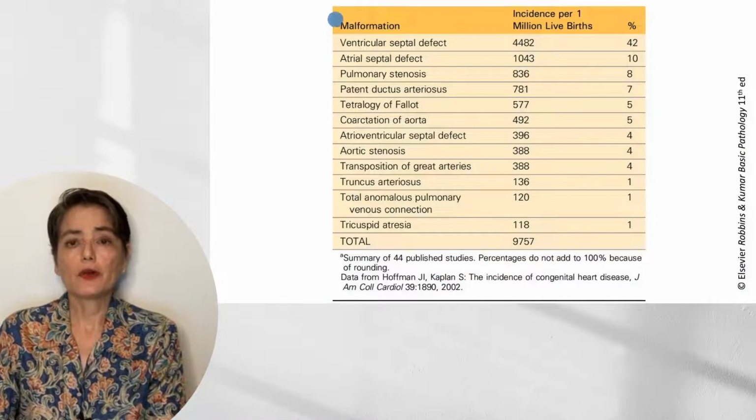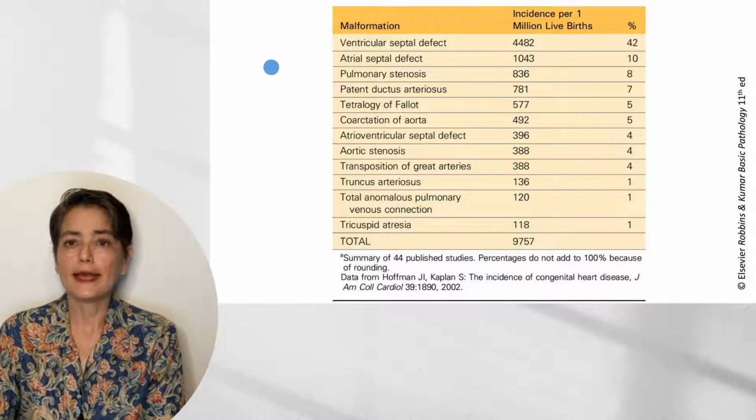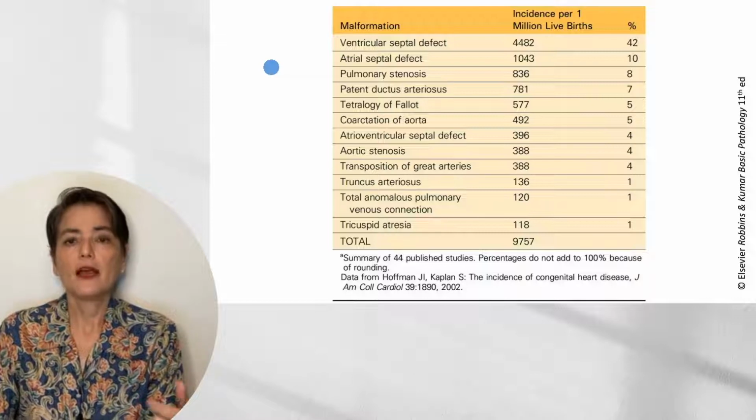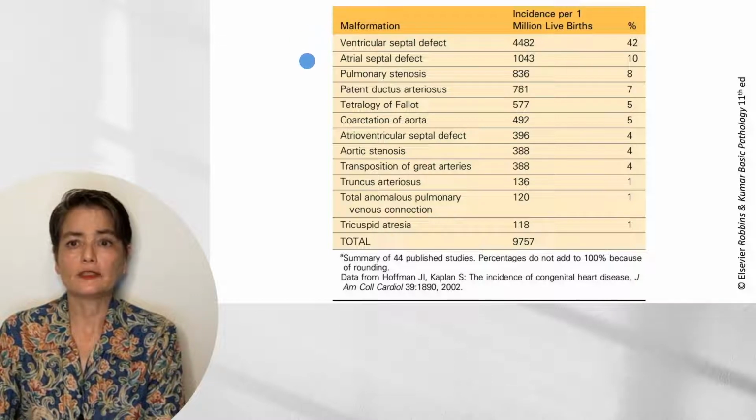So before we go any further, I just want to show you a table that looks at the different congenital heart defects. The left to right defects that we'll be looking at in this video, ventricular and atrial septal defects, as you can see, are some of the most common congenital heart defects.